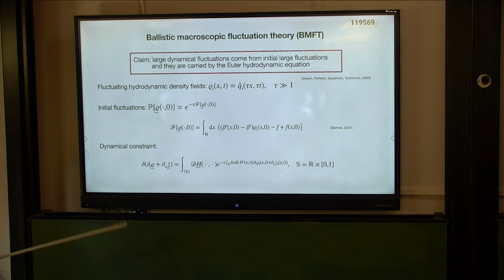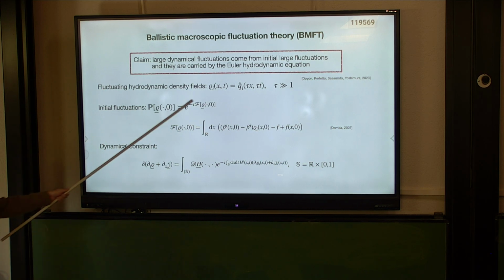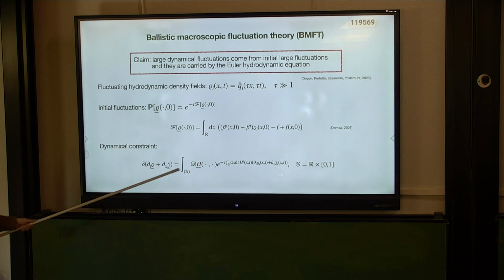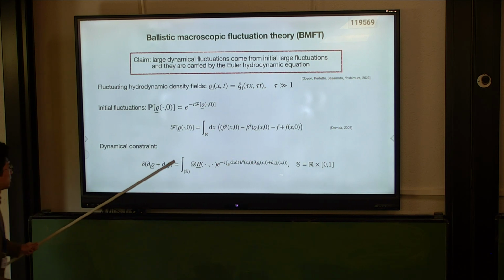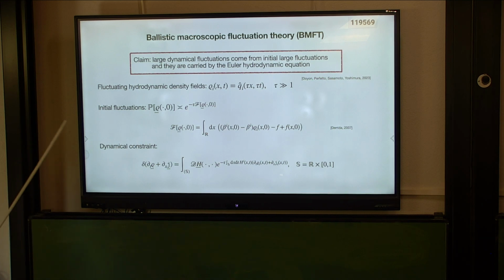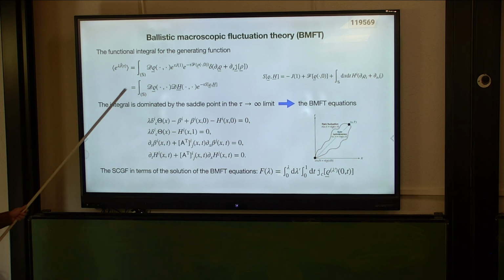Now, another constraint is that these fluctuations are propagated by the Euler-order evolution. So that's something you also have to implement by putting the delta function in the path integral over these fields. This is the constraint you have to put. For convenience, I'm going to write this using the Laplace transform like that. So these two conditions are important. And in BMFT, the claim is that there is no additional source of fluctuation in computing these large fluctuation objects. This is quite different from the usual MFT, where you also have a dynamically generated noise, which you put in the equation as a fluctuating hydrodynamic equation, but you don't have to do it here. So this is the setup for BMFT.